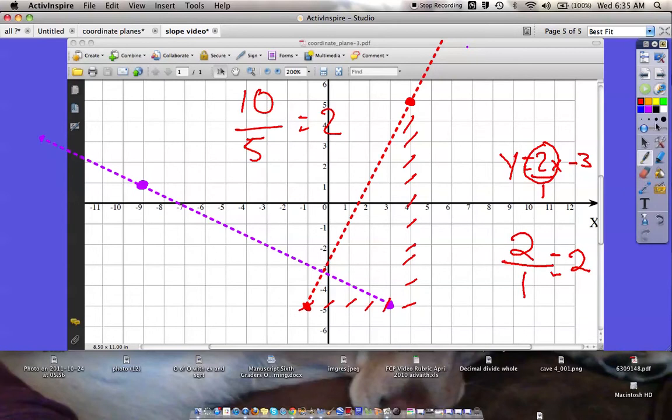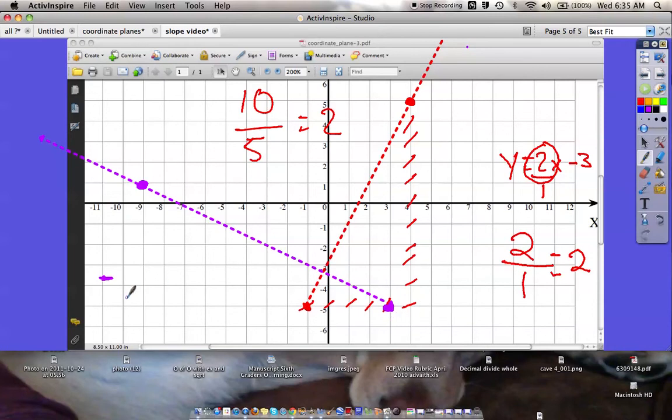So now if we go to the purple one. Here was my first point in the purple, and it really doesn't matter. I could have started up here, but I know this is going to be a negative slope because it's going from bottom right to top left. And that's something you need to be able to identify right away no matter what. This is the positive, bottom left, top right. This is the negative, bottom right, top left.